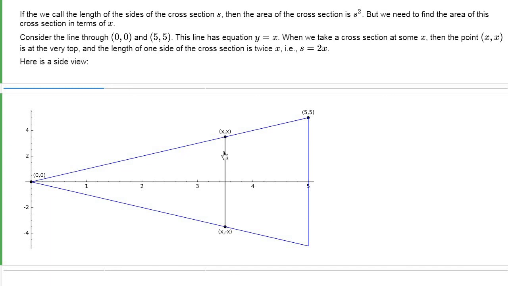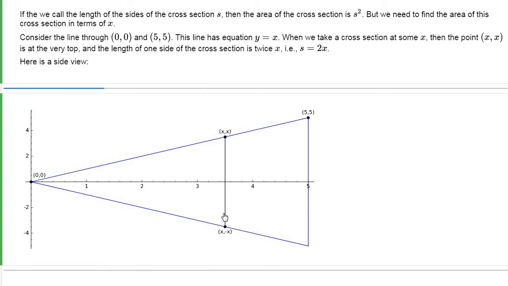This is the cross section. In the cross section, the x value is x. What's the y value? Well, what we wanted to see up here is that this is exactly the line y equals x, because it goes through (0, 0) and (5, 5). So if I take the cross section at x value x, the y value is also x. Y equals x.